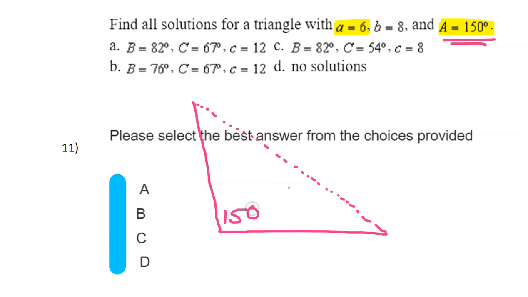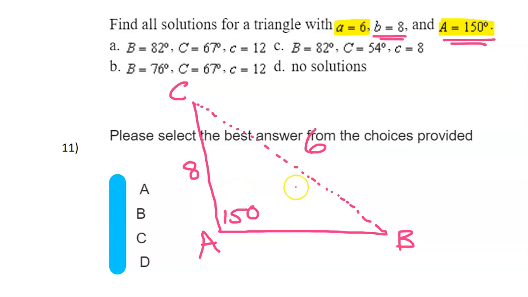So I will put the 150 right here. That makes this angle A, and the side across from it will be side A, which we know to be 6. So we'll have the side 6 over here. Now the other side that they give you, go ahead and put that always on the left as well. Just trust me. So this side B is 8. That makes this angle B right here, and that makes this angle C.